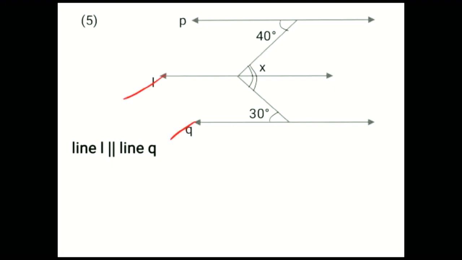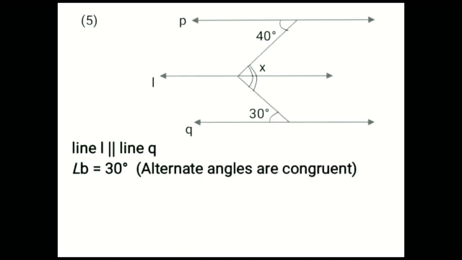So angle B is 30 degree. In line L and line Q parallel lines, this angle is given 30 degree. So other half of angle X is this side. So here I have taken it as angle B. So angle B is 30 degree. Why? Again it is coming interior alternate angles. Here Z. Alternate angles are congruent. So write the reason. Okay.